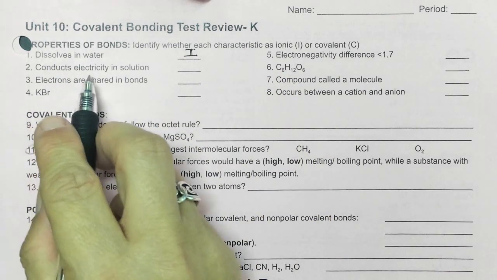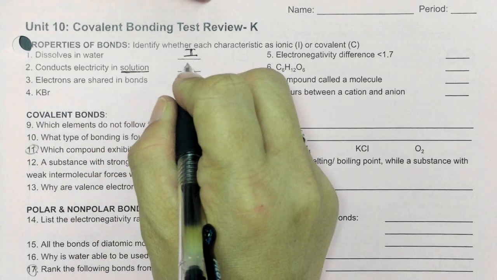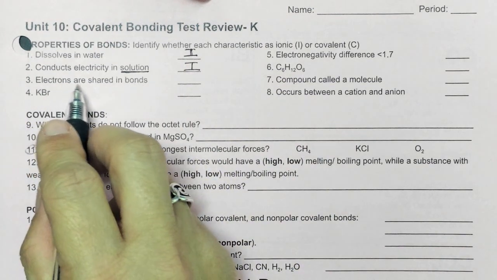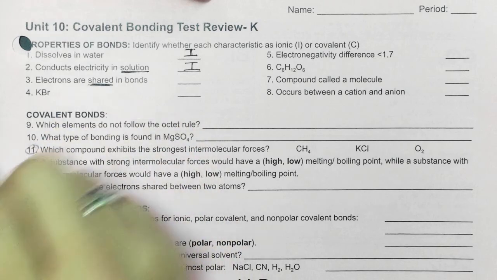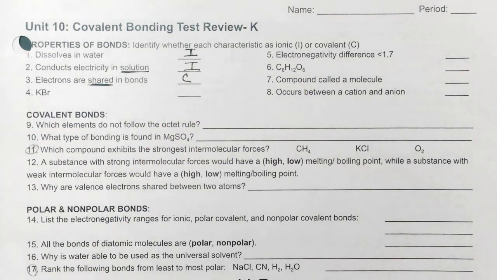If it conducts electricity in solution, that's another key thing for an electrolyte. It is also ionic. Electrons are shared in bonds. So shared, that's where we get that term co for covalent. So it would be covalent.